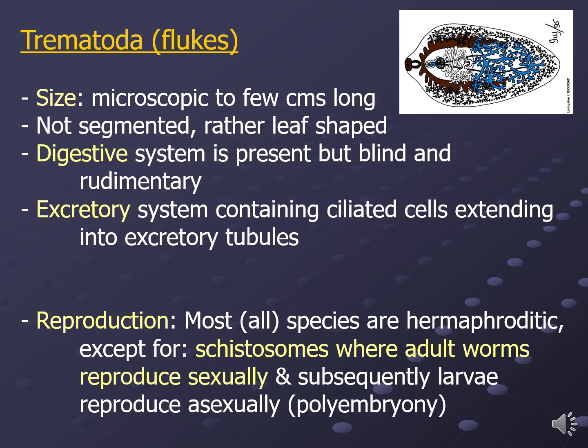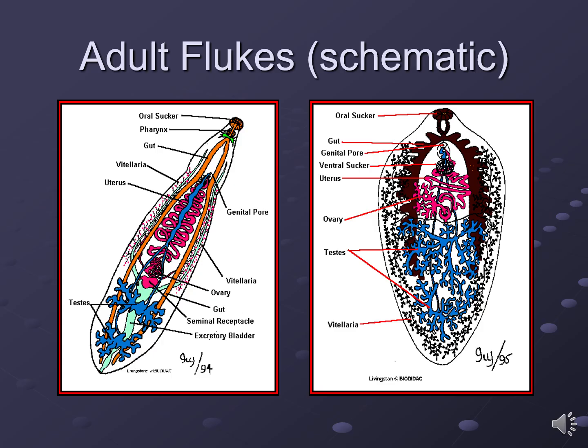Excretory system occurs, and it is a rudimentary excretory system as well. Reproduction: most or all of the species are hermaphroditic except for the schistosomes, where the adult worms reproduce sexually and subsequently larvae reproduce asexually. I'll comment further on that. This is just to show you that every parasite of those is hermaphroditic, which means that it contains the characteristic sexual organelles for male and female.